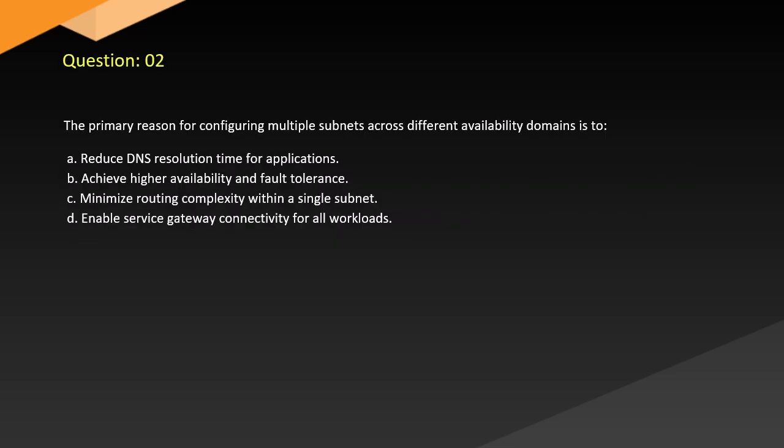Question 2. The primary reason for configuring multiple subnets across different availability domains is to: A. Reduce DNS resolution time for applications. B. Achieve higher availability and fault tolerance. C. Minimize routing complexity within a single subnet. D. Enable service gateway connectivity for all workloads.